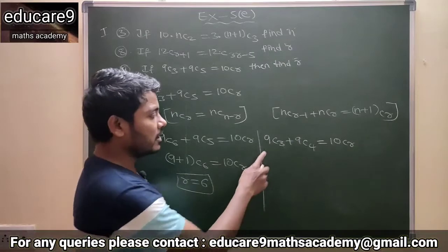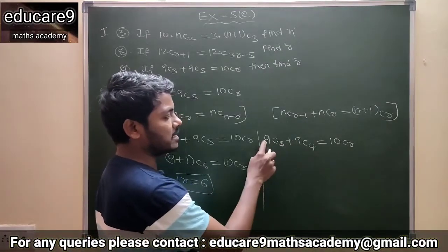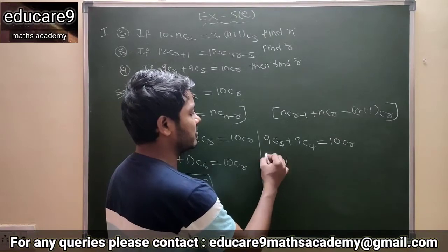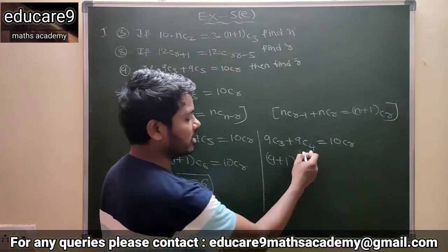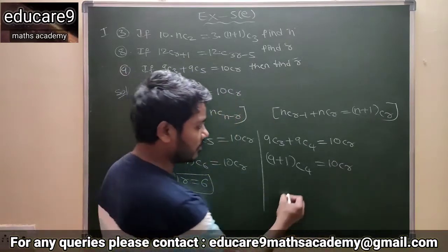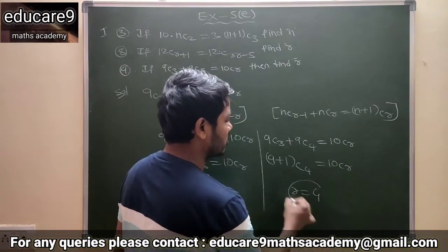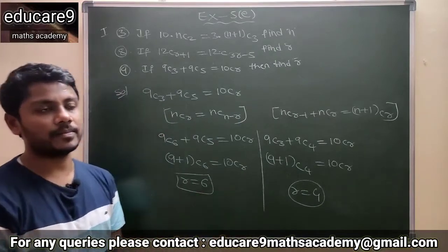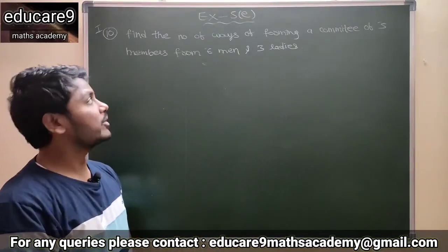So, here nCr plus nC(r-1), we have to write (n+1)Cr. With r value 4, 9C4 plus 9C3 is equal to 10Cr. So therefore r is equal to what? 4. So r values are 4 and 6. So see here, next one.